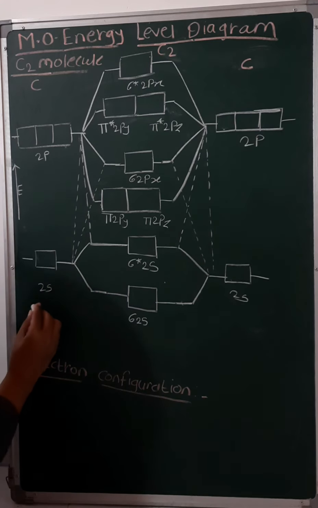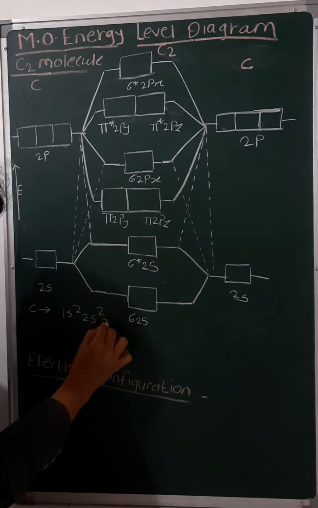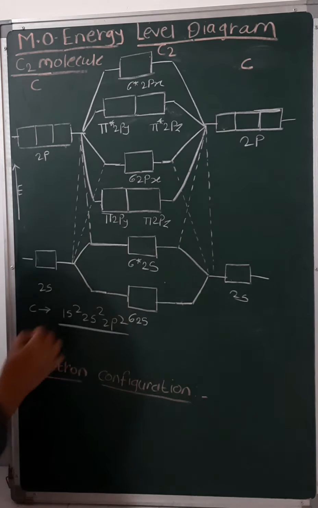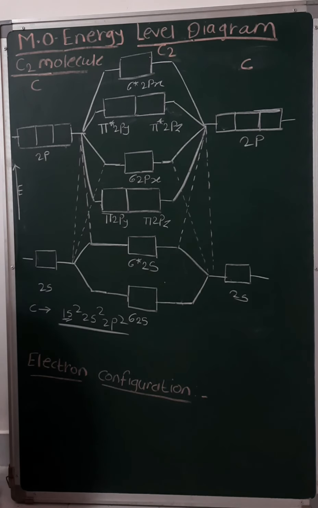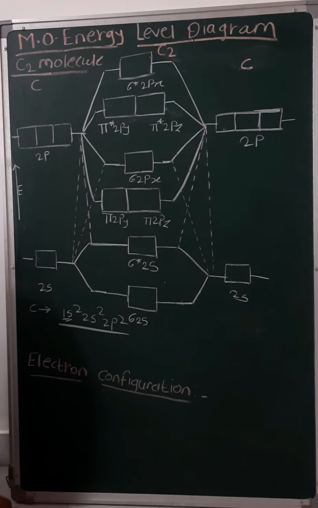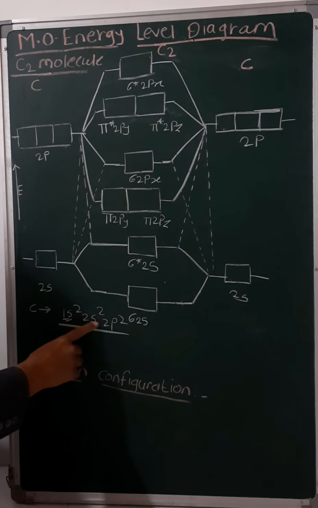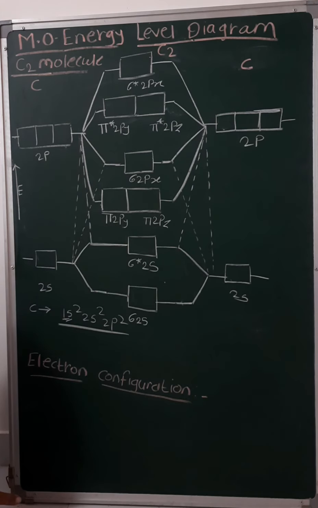A carbon atom has the electron configuration 1s2, 2s2 and 2p2. The 1s orbital is lower in energy, so it does not take part in the formation of molecular orbitals. It remains as non-bonding electrons. Only the 2s and 2p orbitals and their electrons take part in the formation of molecular orbitals.